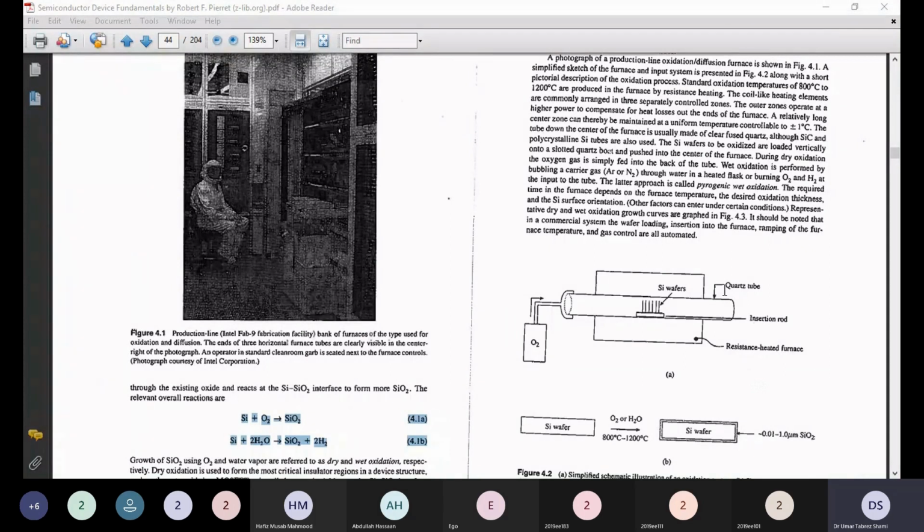During dry oxidation, the oxygen gas is simply fed into the back of the tube. Wet oxidation is performed by bubbling a carrier gas, for example nitrogen, through water in a heated flask or burning oxygen and hydrogen at the input of the tube. The latter approach is called pyrogenic wet oxidation. The required time in the furnace depends on the furnace temperature, the desired oxide thickness, and the silicon surface orientation.